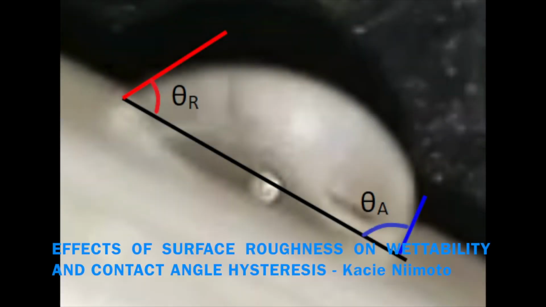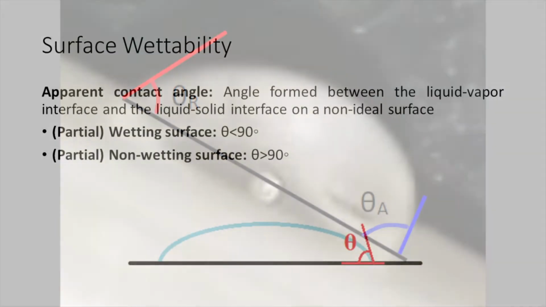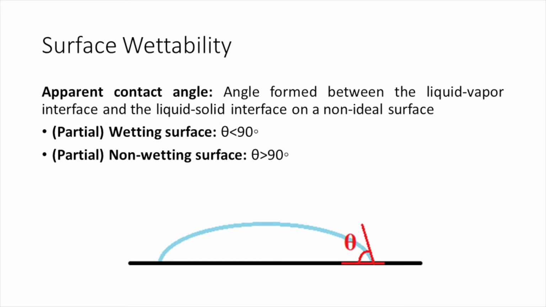In this video, I will be observing the effects of surface roughness on wettability and contact angle hysteresis. Wettability is known as the tendency of a liquid to spread on a solid surface and is commonly measured by the apparent contact angle. The apparent contact angle is the angle formed between the liquid vapor and liquid-solid interfaces on a non-ideal surface. In general, a surface is considered wetting when the contact angle is less than 90 degrees and non-wetting when greater than 90 degrees.